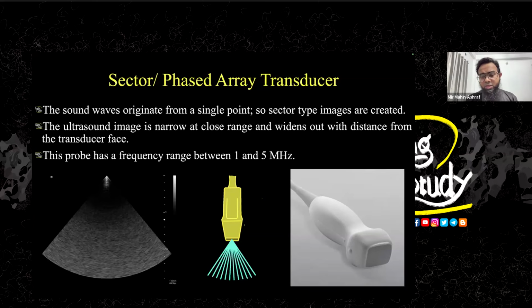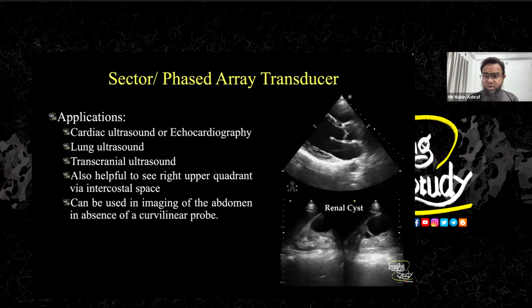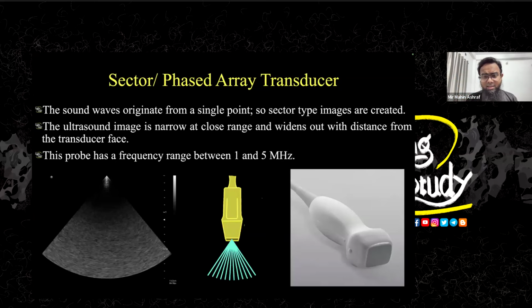And we use it for echocardiography or cardiac ultrasound, for lung ultrasound, transcranial ultrasound, and you can even see the abdominal structures through the intercostal spaces with this transducer, as it can send from a very single point. So if you want to see anything through a small cavity, this transducer is the best one.